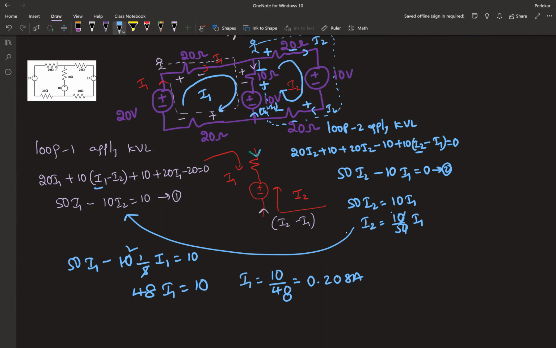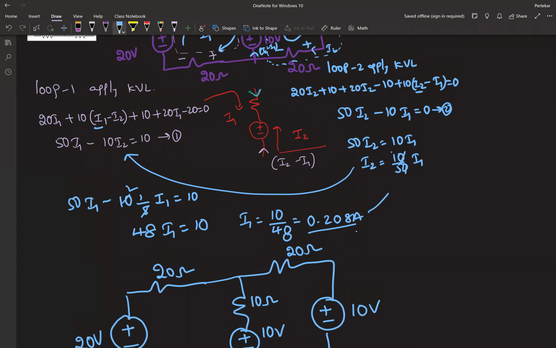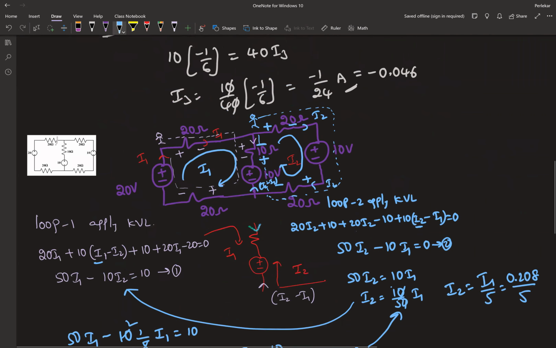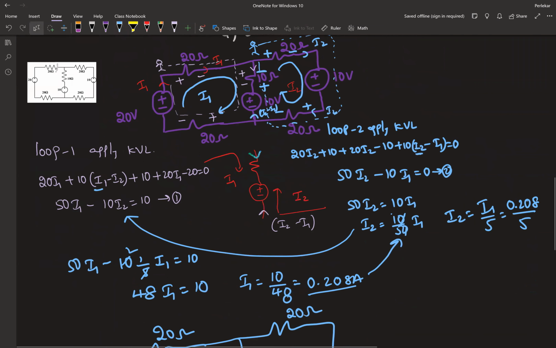Yeah, the difficulty I was having was that I was trying to do node analysis. Since we already have the I1 value, I'm going to substitute it to find I2. I2 equals I1 over 5, which is 0.208 divided by 5. Can you guys give me that number? I believe that is going to be 0.046. Is that right?